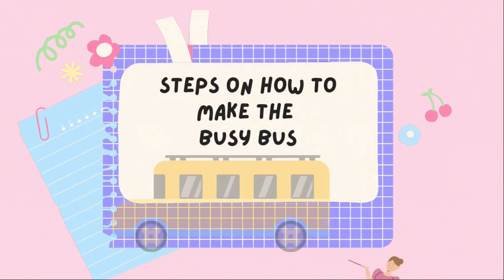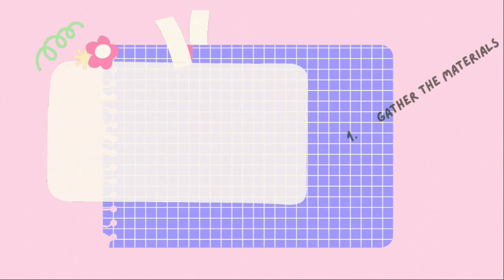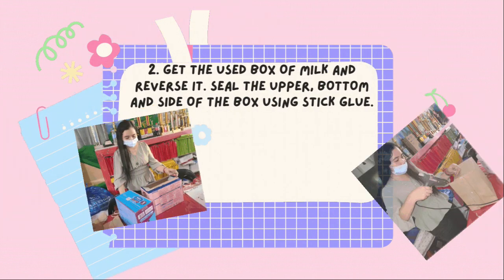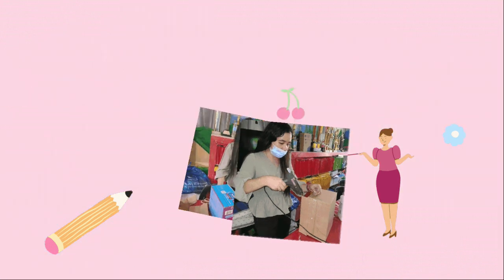Steps on how to make the BC Bus. First, gather the materials. Second, get the used box of milk and reverse it. Seal the upper, bottom, and side of the box using stick glue.